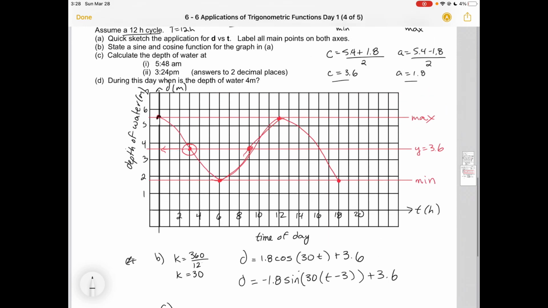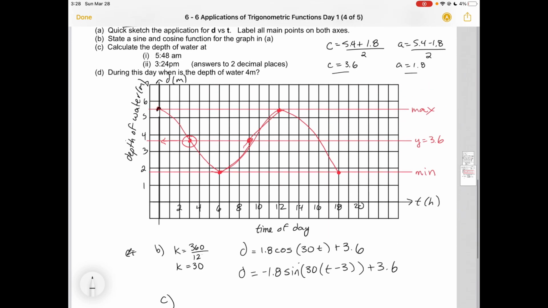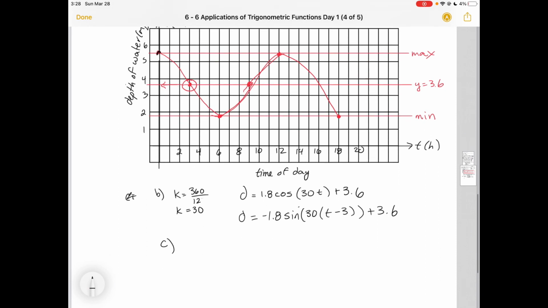So the next thing that I'm asked to do is to calculate the depth of the water at 5:48 a.m. and 3:24 p.m. So at 5:48 a.m., let's call this my T1. I need to change that into a decimal. So I know I've got 5 hours, and then I need to figure out what fraction of an hour 48 minutes is. So 48 divided by 60 gives me 0.8. So I know that T1 is 5.8 hours after midnight.